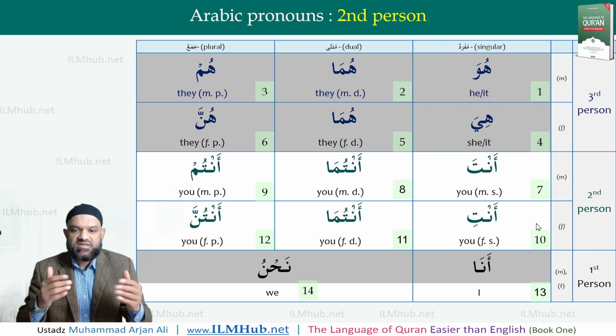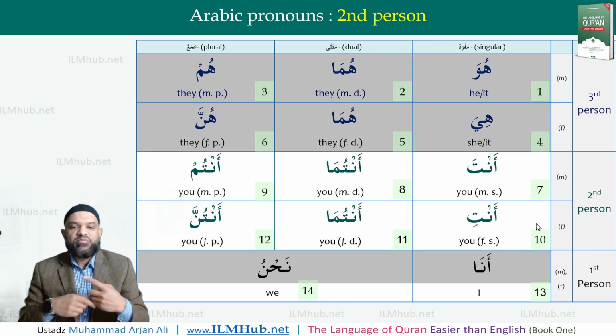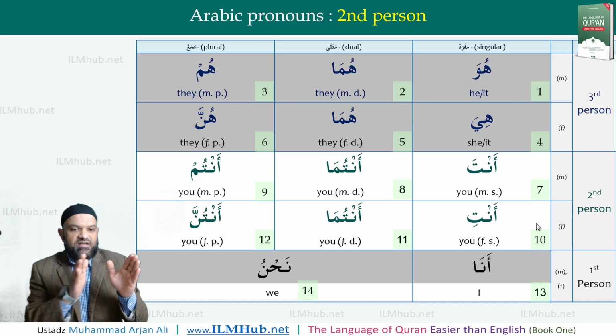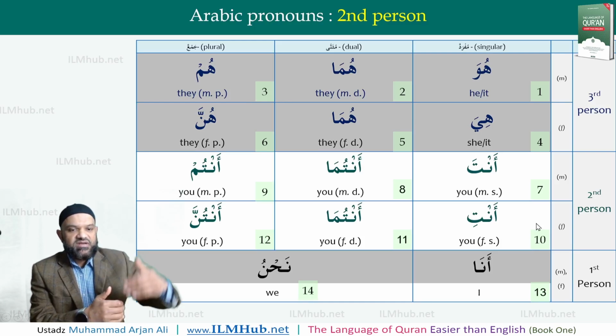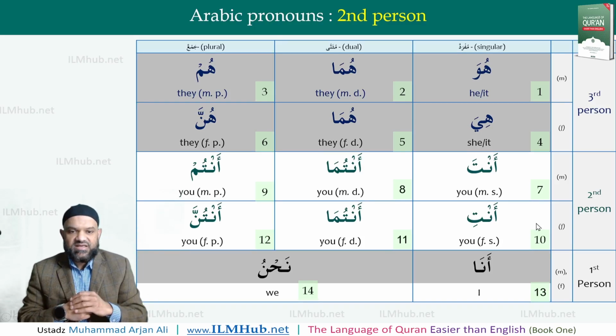So these are your six second person pronouns. Repeat them three times in a cycle. Write them down once. Take a break. Do this exercise again next day or in the afternoon, inshallah. Just space out and do it a couple of times and you'll never ever forget these pronouns.